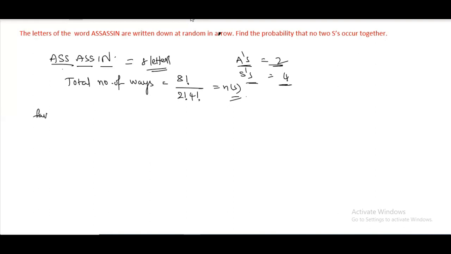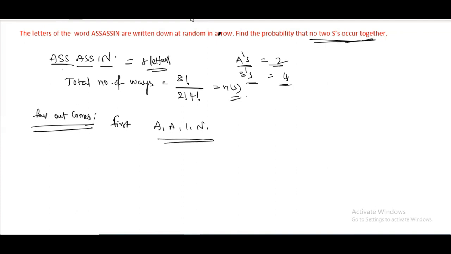Now let's see what the favorable outcomes are. First, let's arrange AAIN, because they told us very clearly that no two S occur together. That means S letters should not come side by side. So we will arrange the remaining letters. What are the remaining letters after leaving the 4 S letters? AAIN. This can be arranged in 4 factorial by 2 factorial, since 2 A's are repeating.